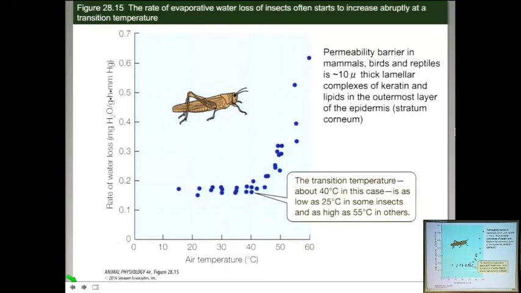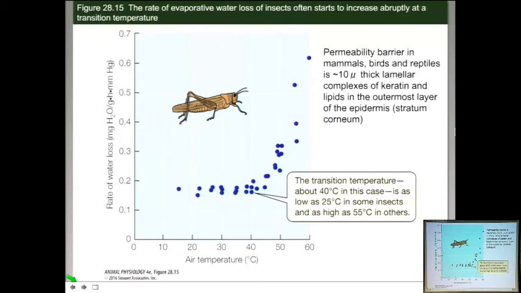Now, the permeability barrier for land animals is not necessarily what you see there. It's not related to the thickness of the skin or the number of scales of a lizard or a tortoise. The permeability barrier in mammals, birds, and reptiles is limited to a layer only about 10 microns thick, and it's a lamellar or layered structure that involves keratin and lipids. This is usually in the outermost layer of the epidermis, a layer called the stratum corneum, or horny layer. That's extremely important.